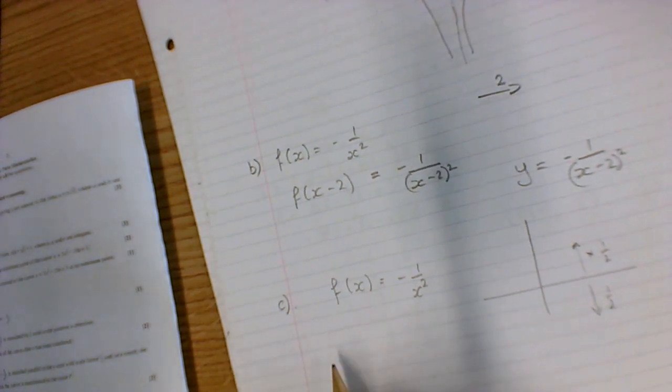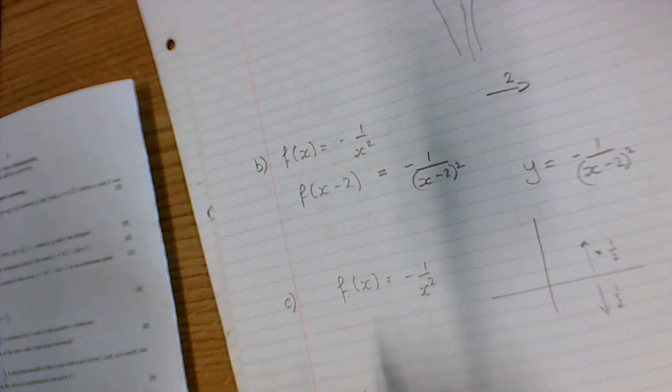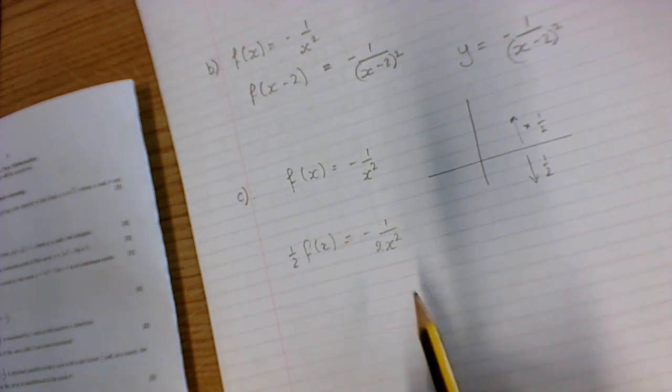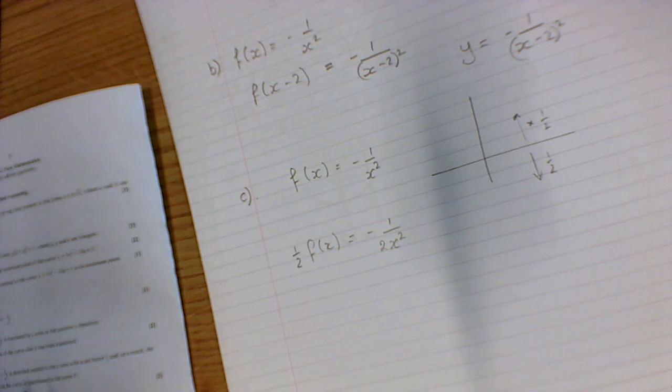Okay, so if you're looking at it in function notation, you've got half of f of x, okay, and that's going to be equal to minus 1 over 2x squared. Okay, so there's the half bit hiding in this minus 1 over 2x squared thing. So that's what the equation looks like.